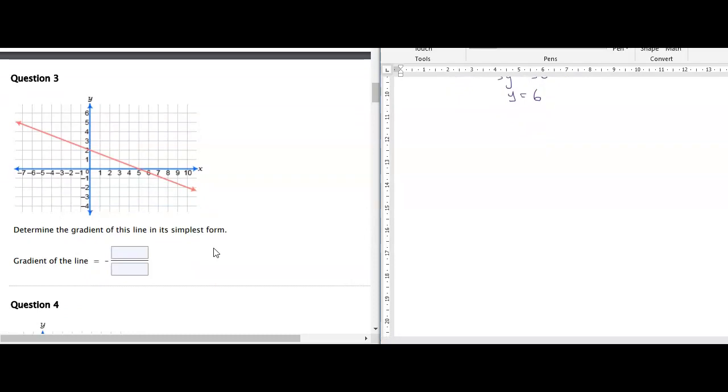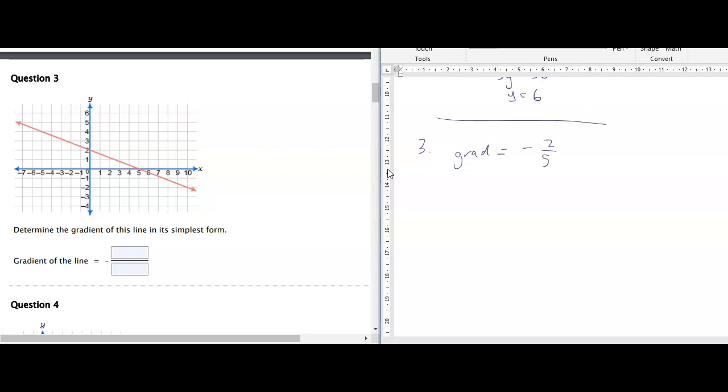All right, question 3. Determine the gradient of this line in its simplest form. So question number 3. So you just got to pick 2 points. So for this one here, I can clearly, oops, I'm not going to press on it. When I press on it, it goes weird. Okay, so it clearly goes through 2 for the y-intercept and 5 for the x-intercept. So that means your gradient is going up 1, well, sorry, it's not going up, it's going down. It's going down 2, so it's a negative. And it's going across to 5.